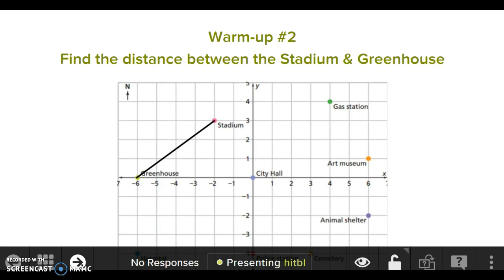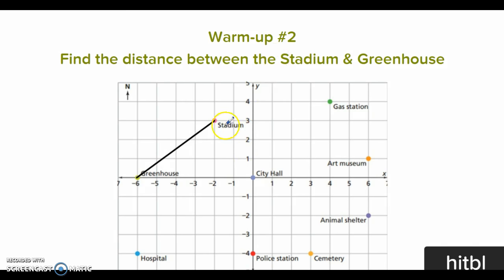All right, warm-up number 2, I wanted you to find the distance between the stadium and the greenhouse. So what I would do is I would make my right triangle. I would have a distance of 3 here and a distance of 4 here. And then I would set up the Pythagorean theorem. 3 squared plus 4 squared equals c squared, okay? And c is our unknown.